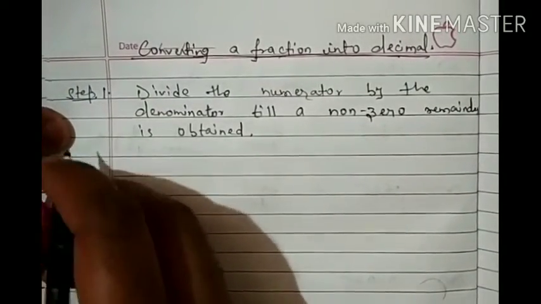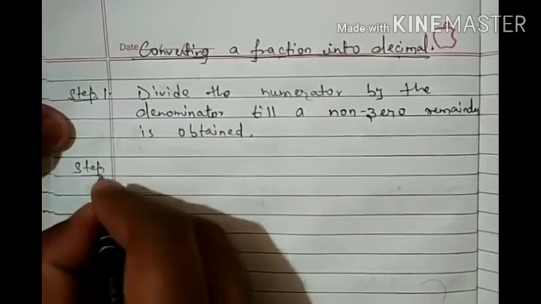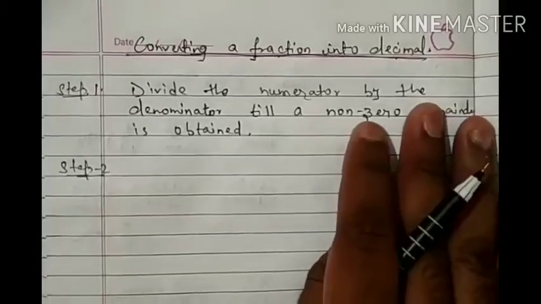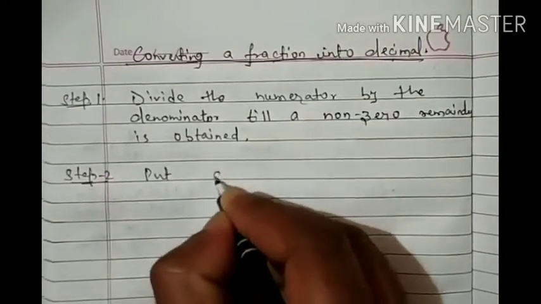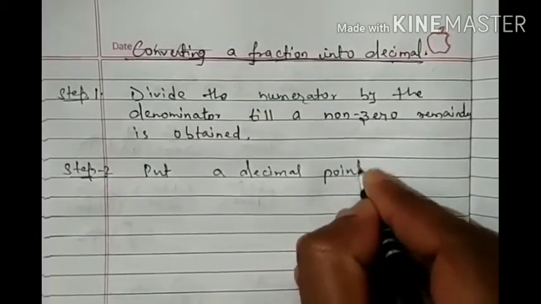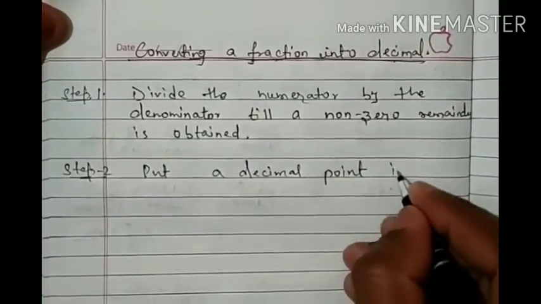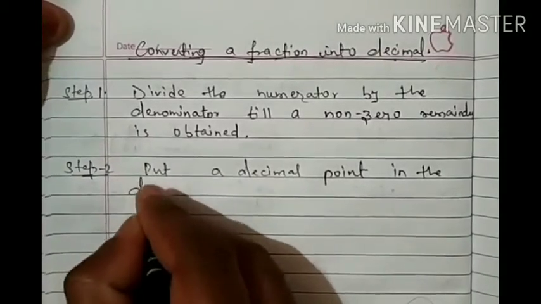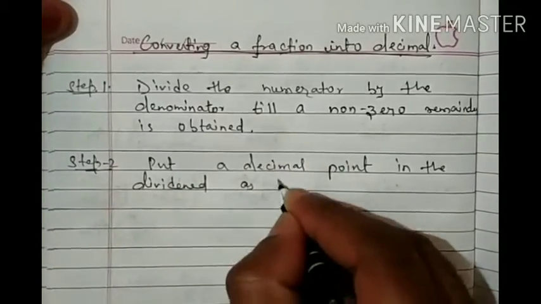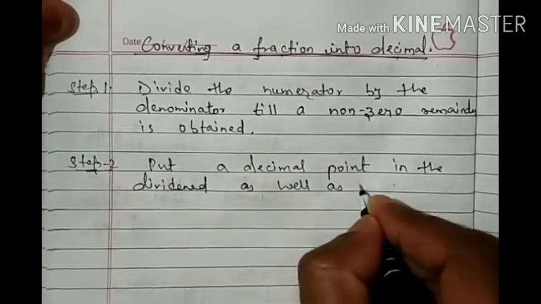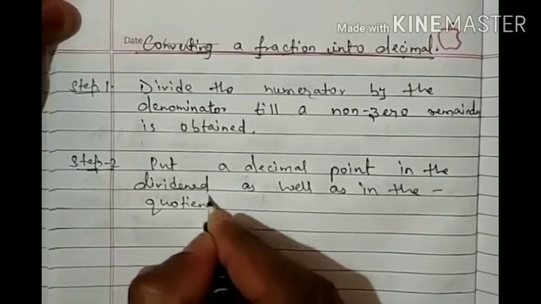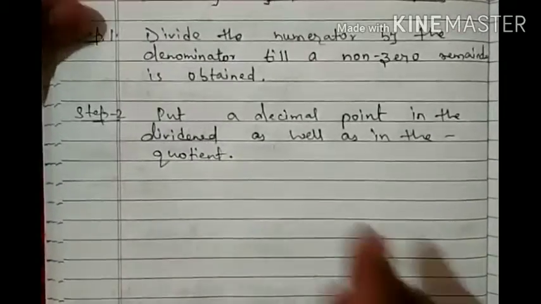Step 2. Put a decimal point in the dividend as well as in the quotient. We will put zeros in the dividend and quotient as well wherever necessary. I'll teach you.